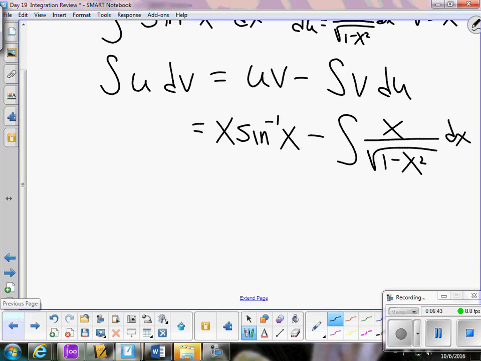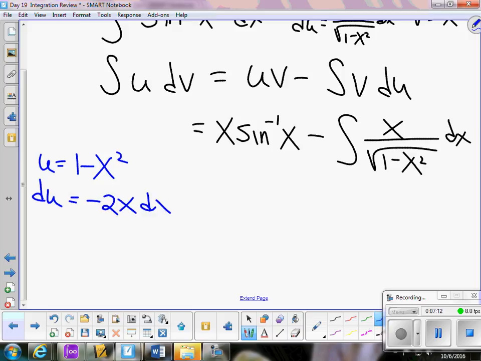So to integrate that, do you want me to write out what u equals, du and all that? Yeah, okay. Some people are saying yes. So for that over there, what are you going to make u? 1 minus x squared. So du is negative 2x dx.